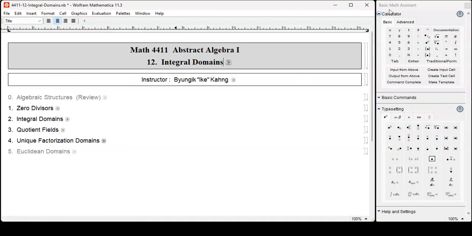Okay, that completes section 2. We're going to discuss section 3 and 4 in separate videos.